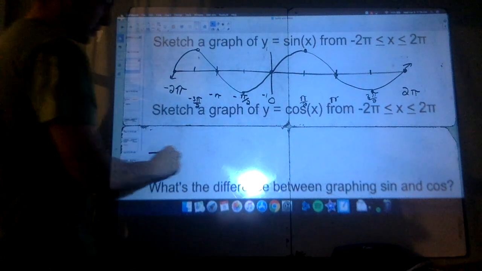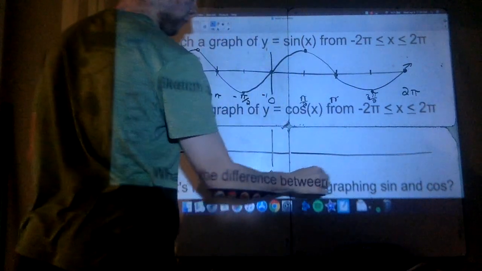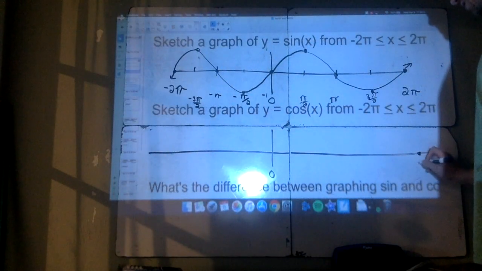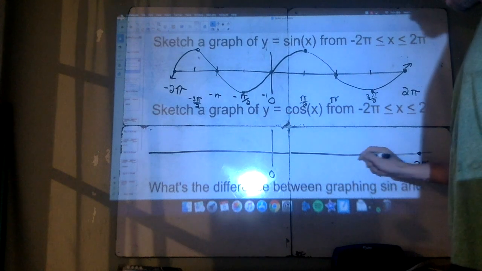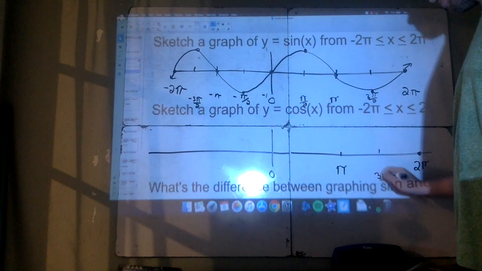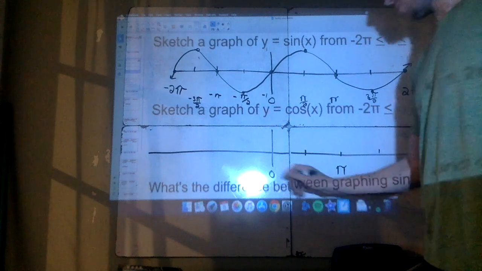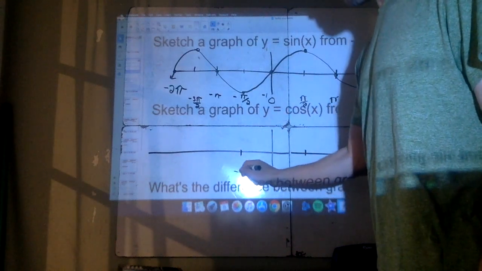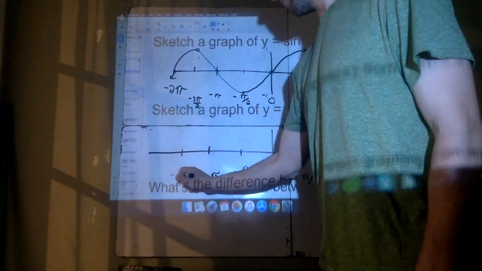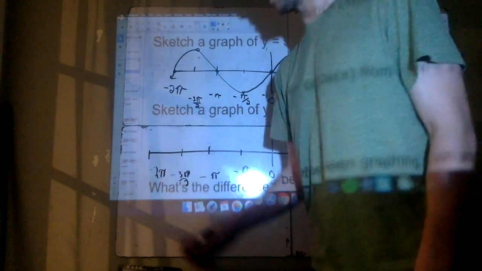So the difference here between sine and cosine is for cosine, we're not starting at 0. So let's label this first 2 pi. Try to line it up with the top one. 3 pi over 2, pi over 2, -pi over 2, -pi, -3 pi over 2, and negative 2 pi.